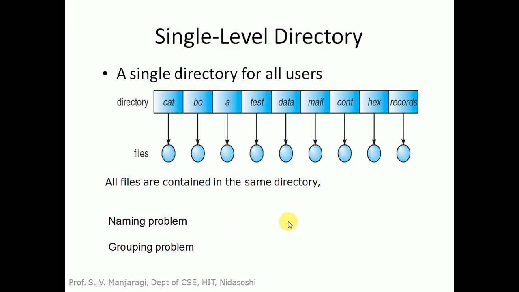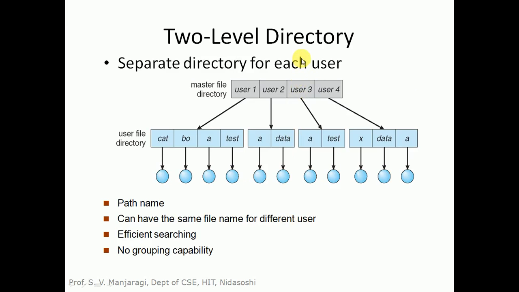To solve this problem, we can go for two level directory. So a separate directory is maintained for each user. There is something called a master directory file. It basically contains different directories for different users, like user 1, user 2, user 3, user 4.